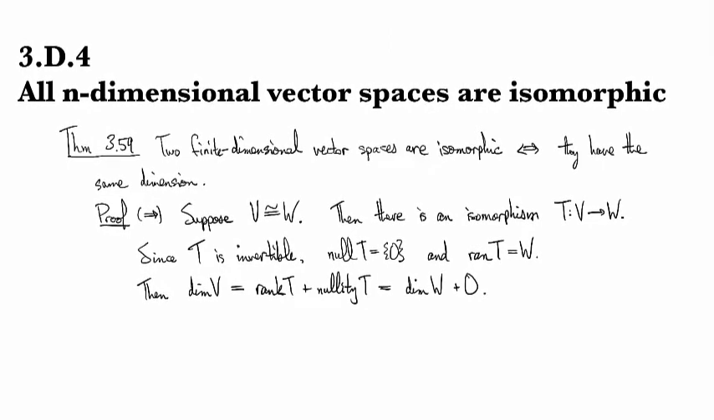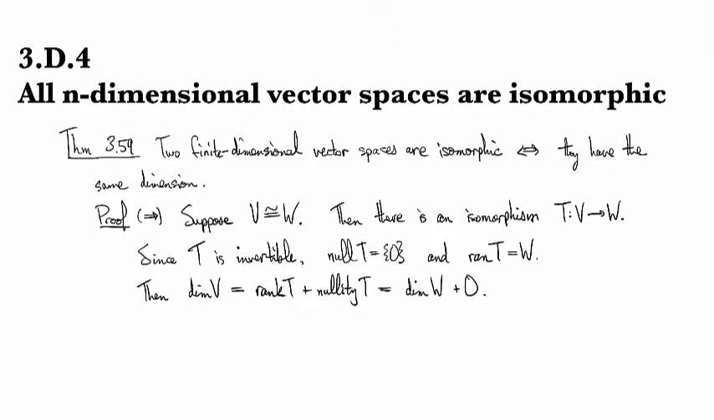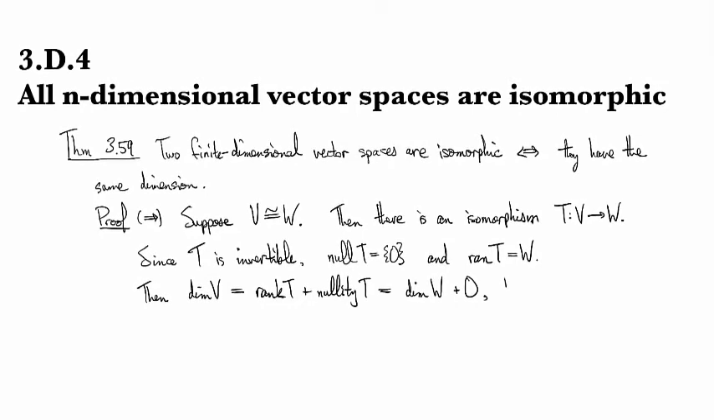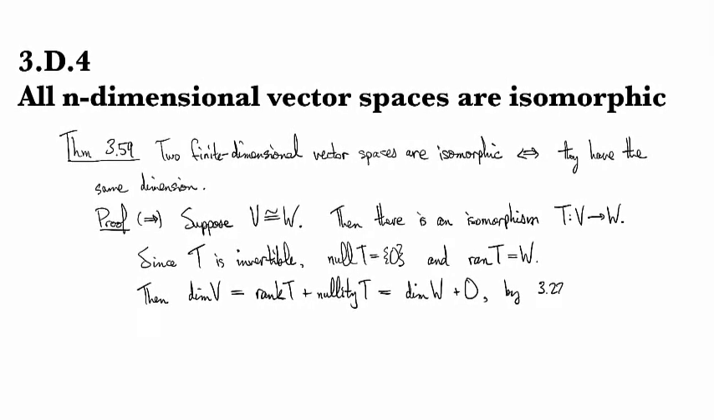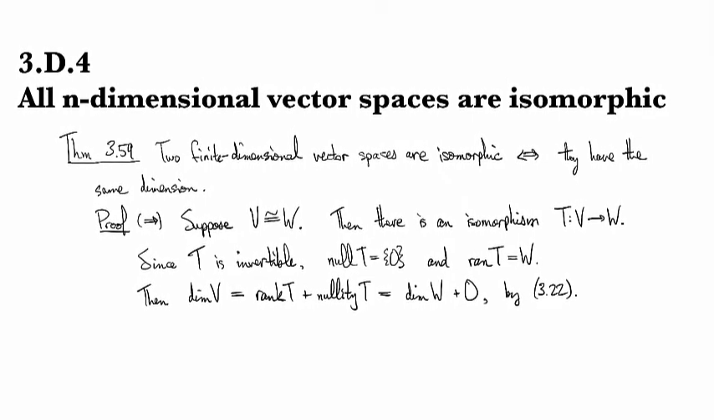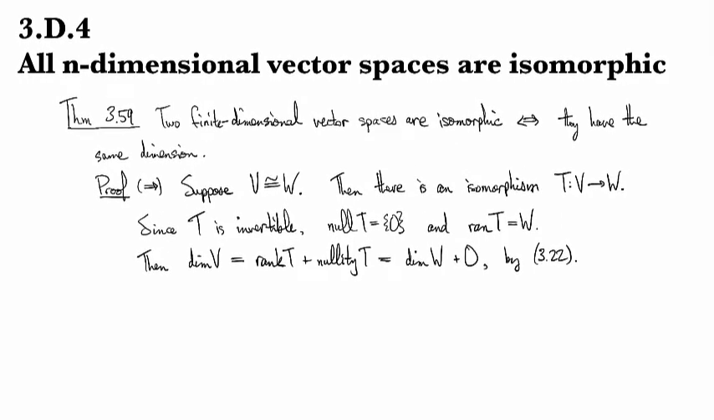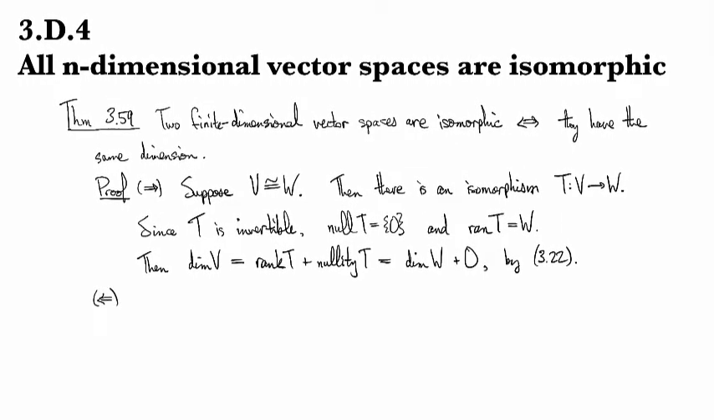And so, oh, look at that. The dimension of V is equal to the dimension of W. So we're using rank nullity. That's 322. Okay, and now we need to go in the other direction.